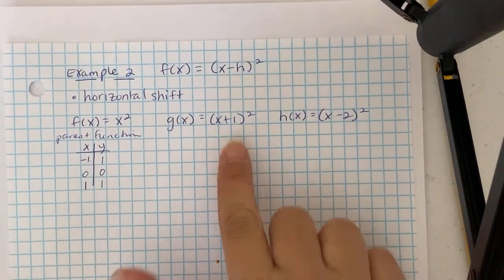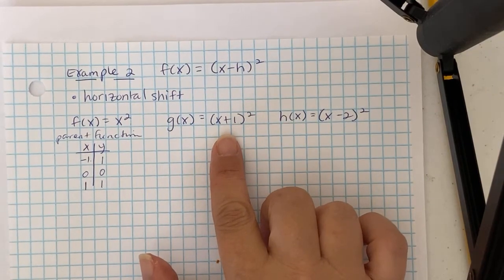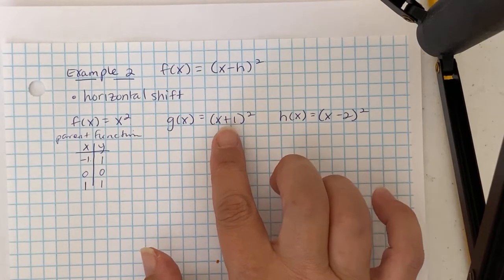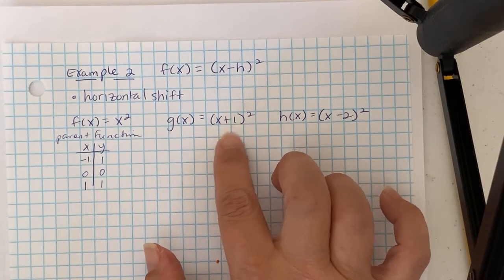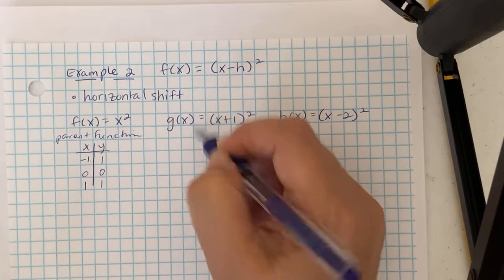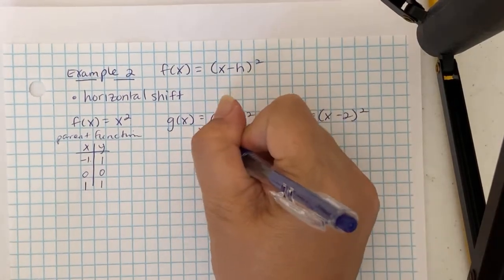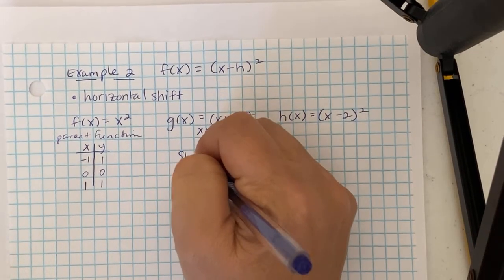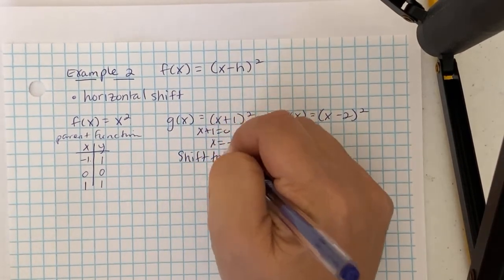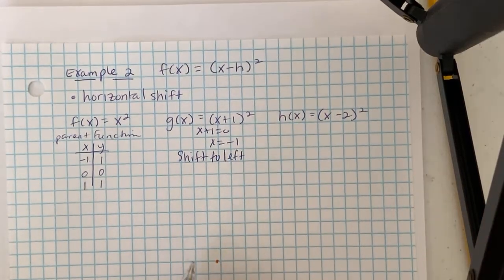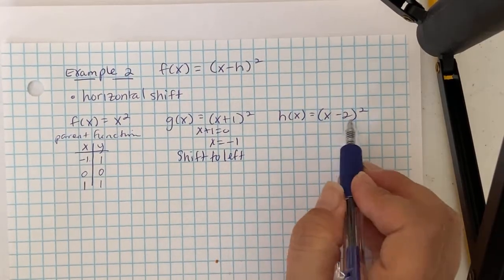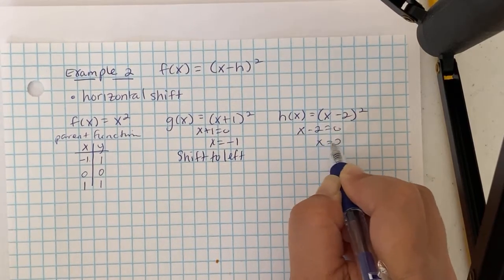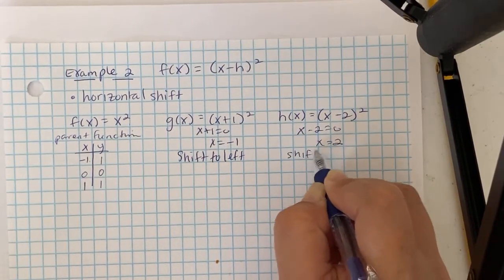Now, the difference between a vertical shift and a horizontal shift, these are your horizontal shifts. The change is on the x, so it's whatever's on the inside. So if I were to take the inside parentheses and set it equal to 0, so we have x plus 1 equal to 0, x is equal to negative 1, which means we're shifting to the left. If we do it on this one, it says (x minus 2) squared, so I'm going to do x minus 2 and set it equal to 0. So x is equal to 2, which means we're going to shift to the right.